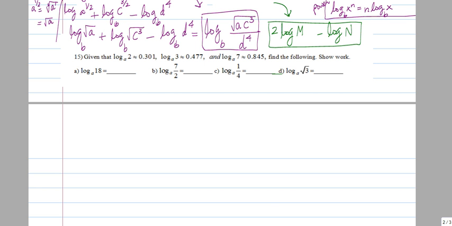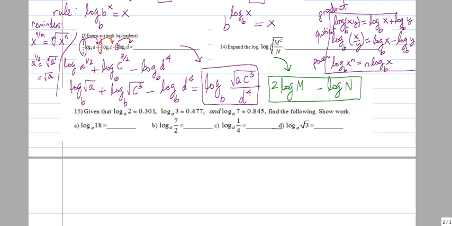The last problem, number 15. We are given log base a of 2, log base a of 3, and log base a of 7, and we are asked to find the following. We're going to use the properties that we stated above for numbers 13 and 14. So we're going to represent 18 as either a product, a quotient, or a power using 2, 3, and 7. We don't have to use all of them.